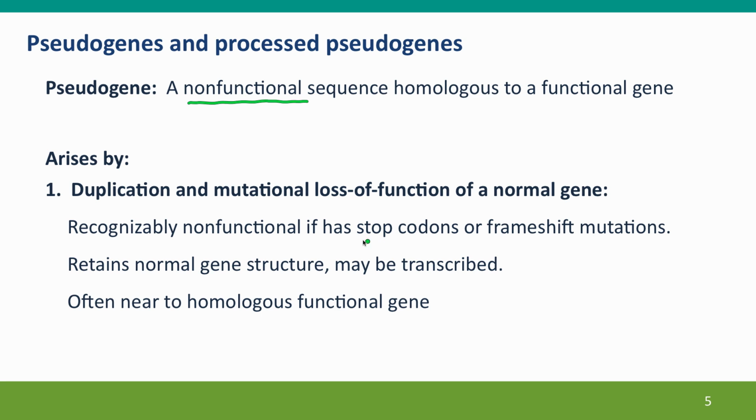So they may have internal stop codons or frameshift mutations. They may have lost their promoters, but they still have the structure of a normal gene. If they have a promoter, they may even be transcribed and their introns may be spliced out. Often they're close to the functional gene because of the copying process by which they arose, the gene duplication process.